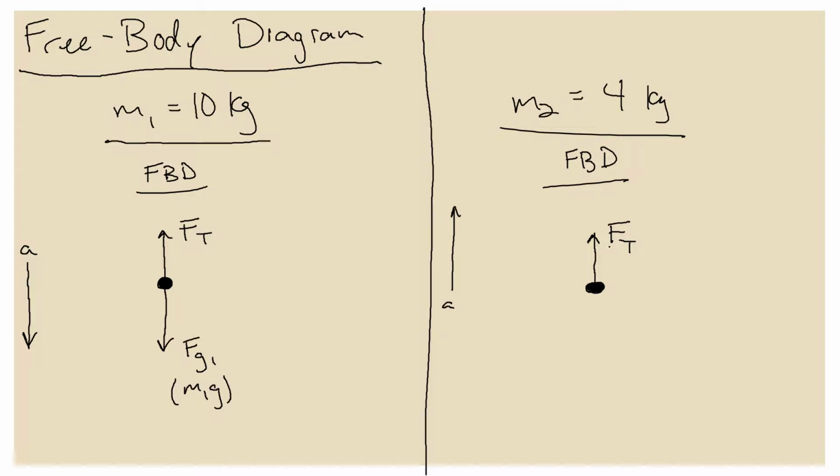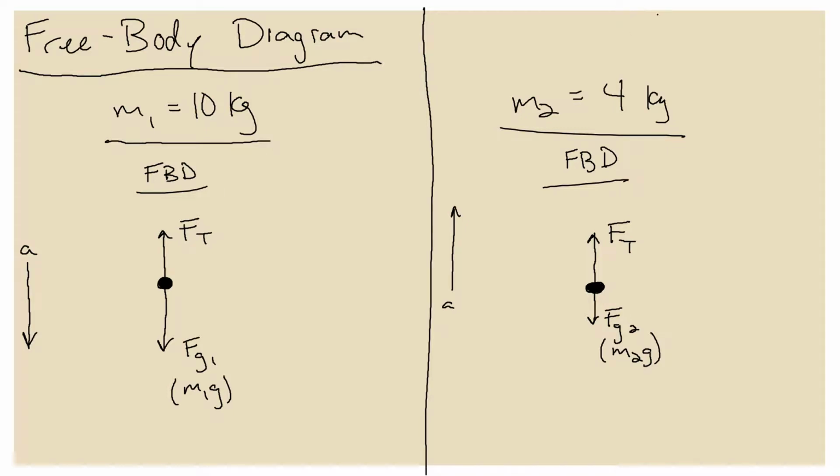And then we have to show the weight of the object. And notice we're going to want to be very careful about making this one pretty small, because it's definitely got to be smaller than the weight of the other object. And it's definitely got to be smaller than the tension. So we'll just show that like this. FG2 or M2G. And that's it. Those are our free body diagrams.